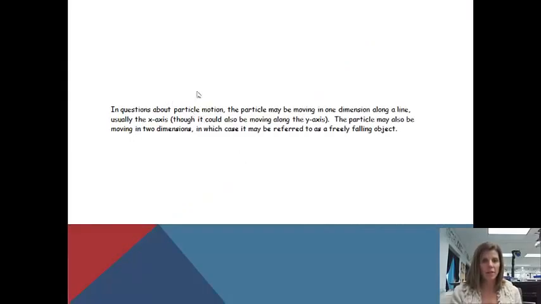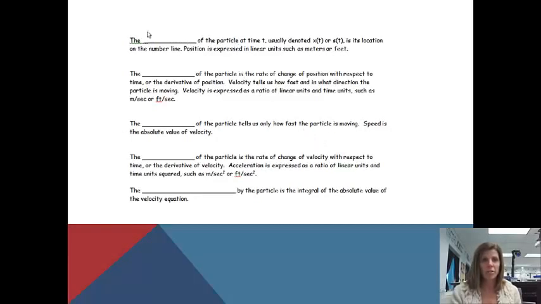In questions about particle motion, the particle may be moving in one dimension along a line, usually the x-axis, though it could also be moving along the y-axis, and it will usually tell you in the problem. The particle may also be moving in two dimensions, in which case it might be referred to as a freely falling object. Again, we've discussed some of this particle motion before, but now we actually can go both ways with particle motion. Just a few things, and again, a lot of these things will be a repeat.